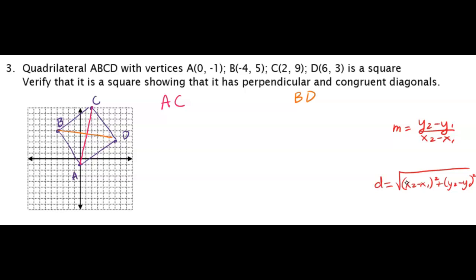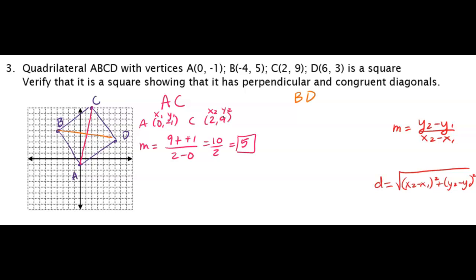All right, so I'm going to write down our points. I'm going to write down A and C. So A is 0, -1. C is 2, 9. Let's do our slopes first. So I'm going to label these x1, y1, x2, y2, and we'll use that for both of our formulas. All right, so for our slope, I need to do y2 minus y1. So that would be 9 minus -1. And then x2 minus x1 is 2 minus 0. 9 minus -1 is actually 9 plus 1, which is 10. 2 minus 0 is 2. And then 10 divided by 2 is 5. So the slope of AC is 5.